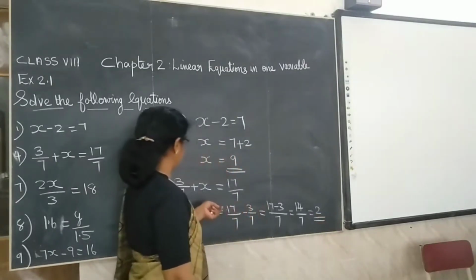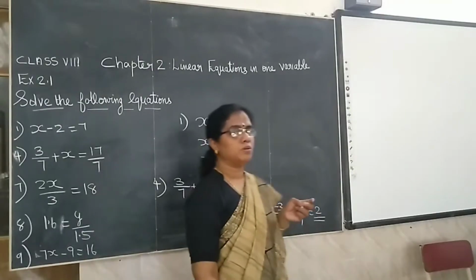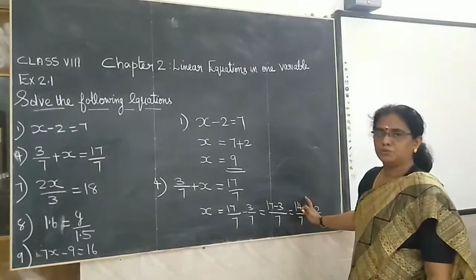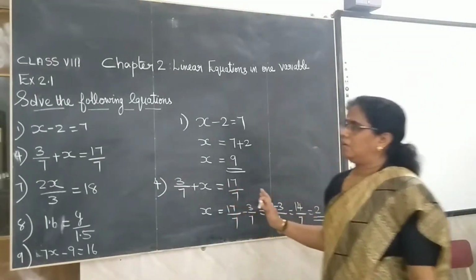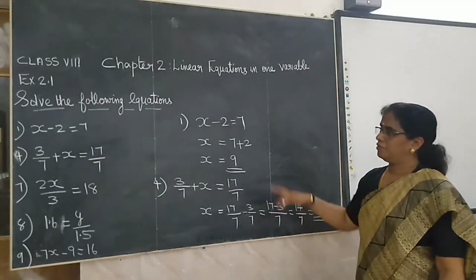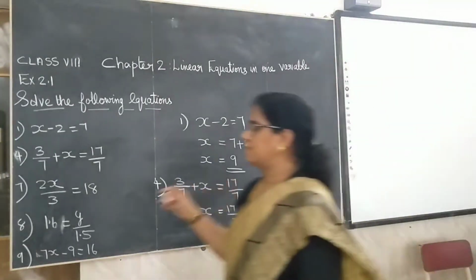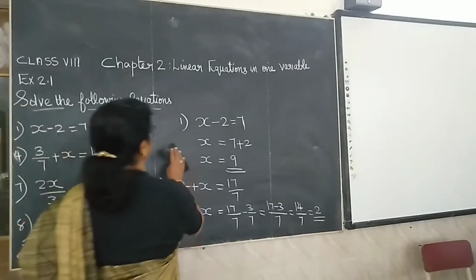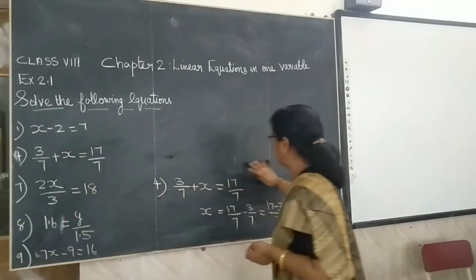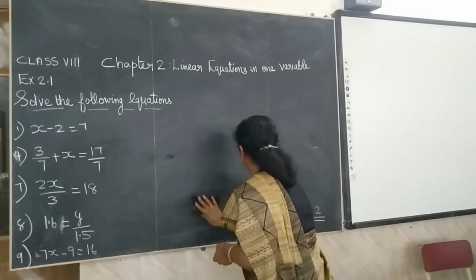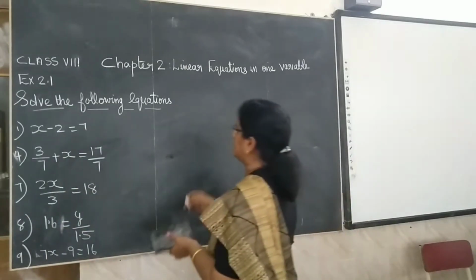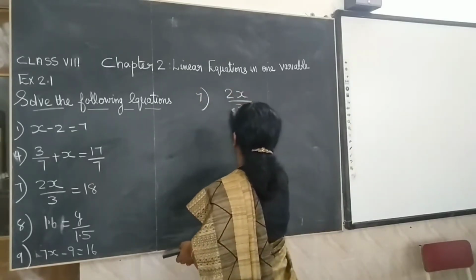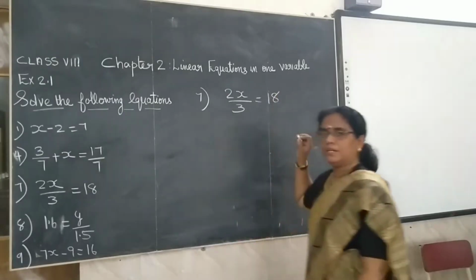Therefore, second answer. Second means in your book it is the fourth question. So the fourth question answer is x equal to 2. Next we will discuss, first you write these two, then we will discuss question number 7. That is 2x by 3 equal to 18. That is question number 7 in your copy.